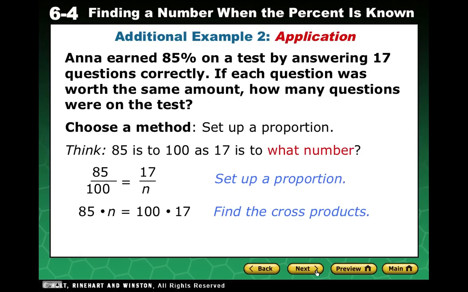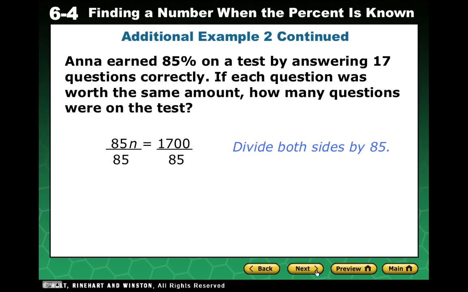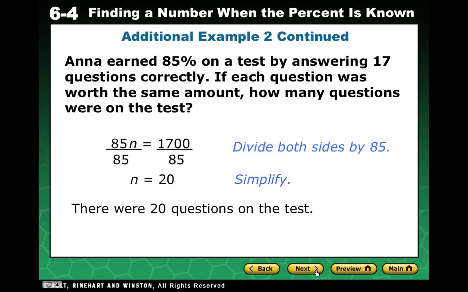We will cross multiply, 100 times 17, 85 times n. And then we're going to divide both sides by 85. And we get n equals 20. So that means that there were 20 questions on the test.